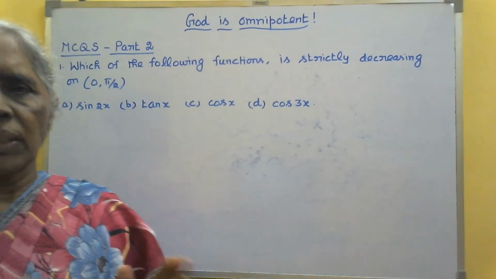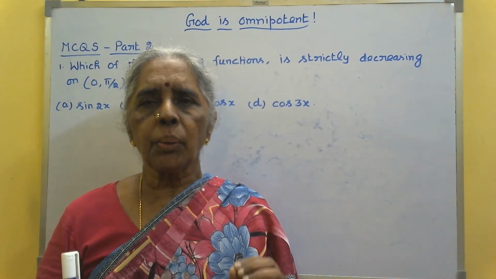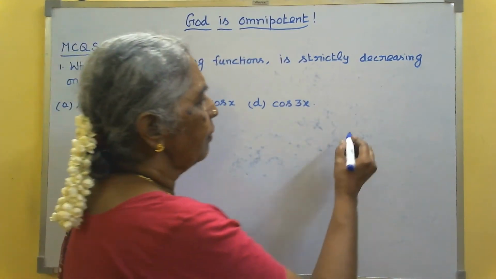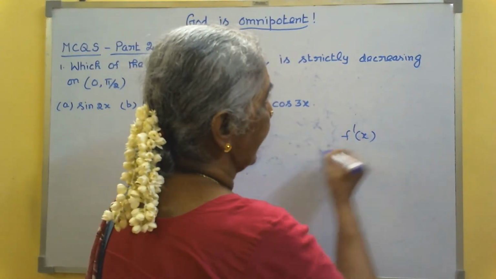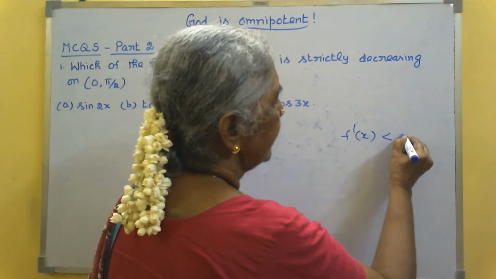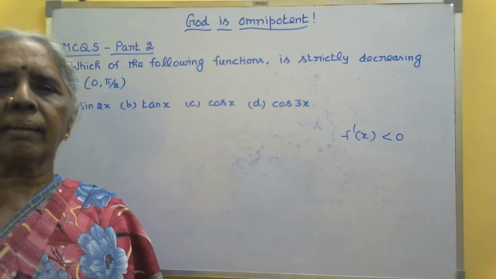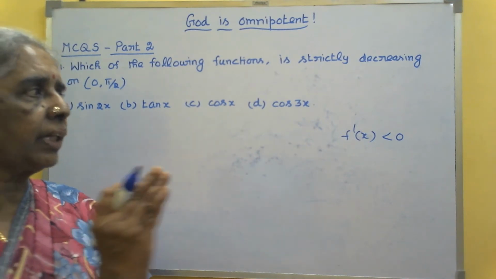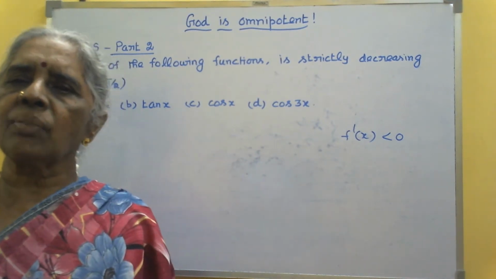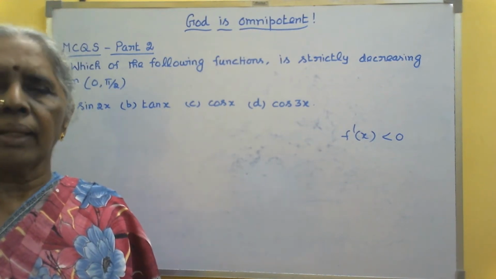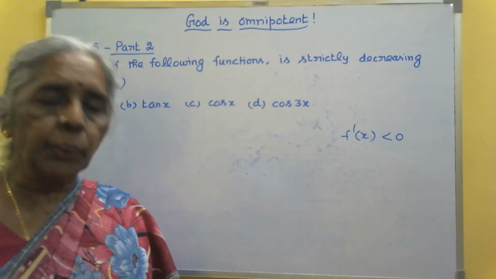First, what do you mean by strictly decreasing? If f dash of x is lesser than 0, f of x is said to be strictly decreasing. If f dash of x is greater than 0, then f of x is strictly increasing. That is one main thing you should know.